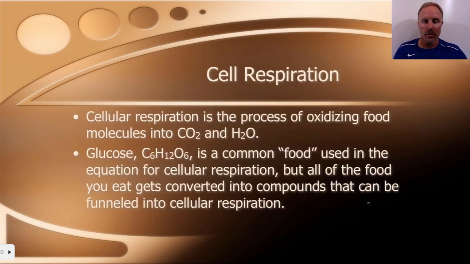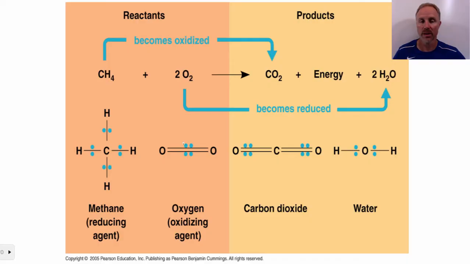All right. So cell respiration now is the process of oxidizing food molecules into CO2 and water. And the food that we're going to talk about in our examples is glucose. But really any type of food we can use for cellular respiration. We can funnel it into some of the pathways. So proteins, fats, and then other forms of carbohydrate, of course, can be funneled into cellular respiration. But C6H12O6, that's the compound that we're going to use. That's the glucose compound that we're going to use when we talk about cellular respiration.